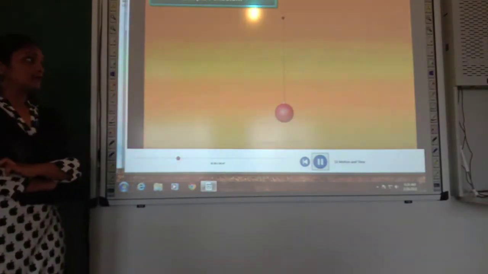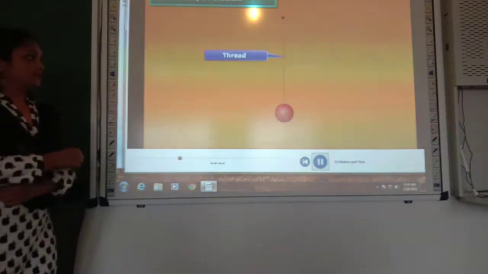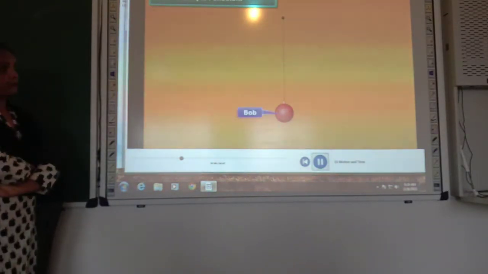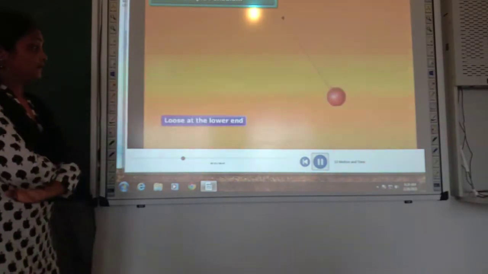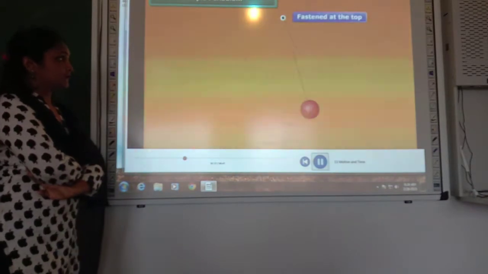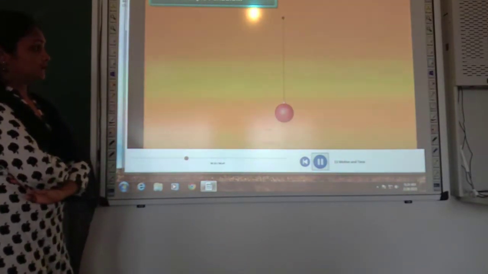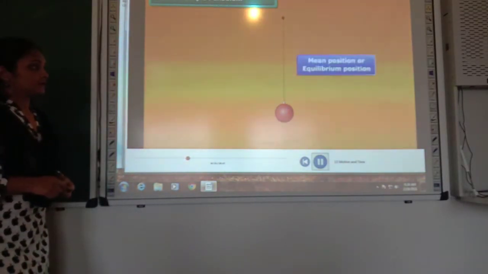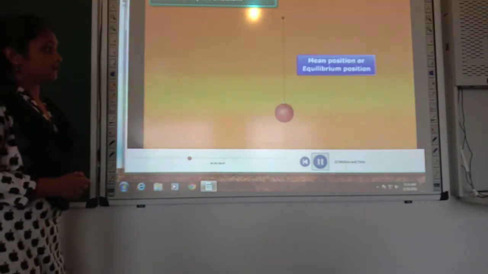A simple pendulum consists of a small metallic ball suspended by a thread. The metallic ball is called the bob of the pendulum. The thread by which the bob is suspended is loose at the lower end and is fastened at the top to a stand. When the pendulum is not moving, it is said to be at rest. This position of rest is also known as the mean position or the equilibrium position of the pendulum.